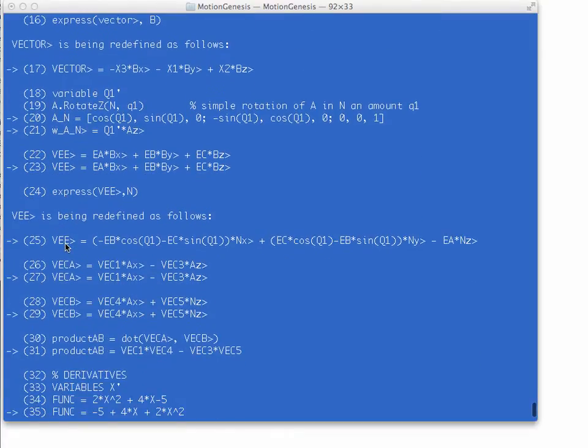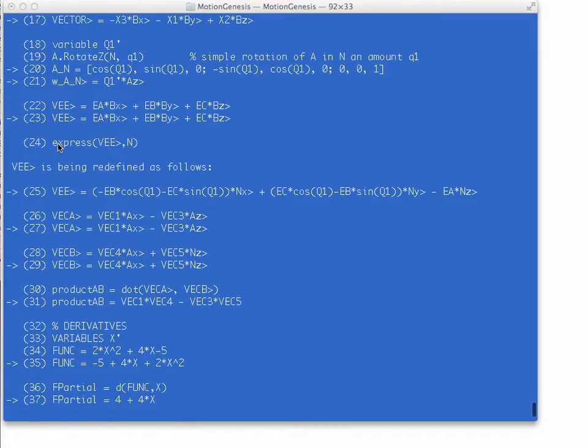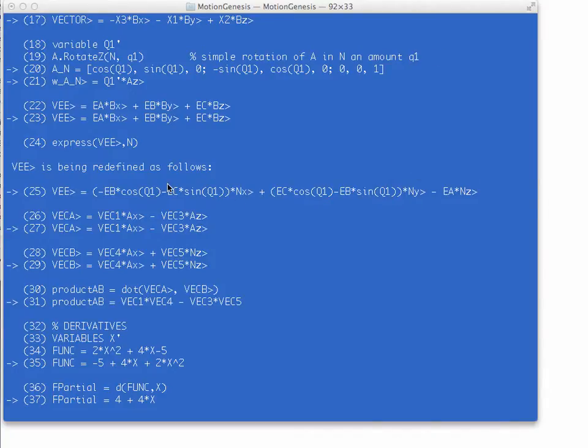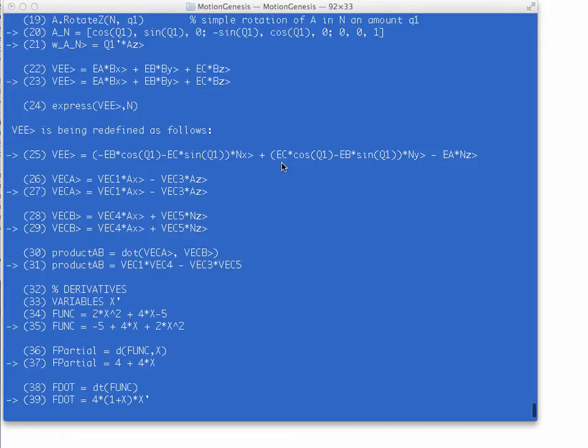No big deal for Motion Genesis. It doesn't have to be explicit. It just does it, as long as they're all related somehow. It can do all the multiplications. It can multiply these two rotation matrices by each other and not have a problem. So it knows how to do that. So wonderful, there's the output, and you can check it.